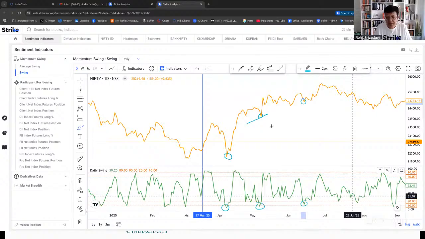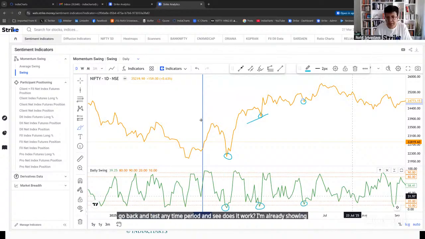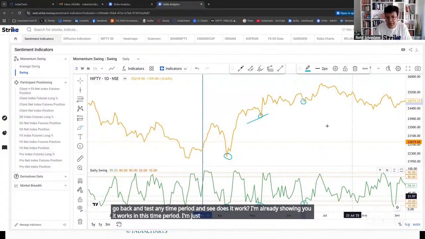So this way you can go back and actually test. This data is there for years. You can go back and test any time period and see if it works. I'm already showing you it works in this time period. The data goes back more than a decade, allowing you to test all kinds of bullish, bearish phases, corporate tax cut, etc. You can test this everywhere. Now, since I'm running low on power, I've shown you the strategy. It's very simple.